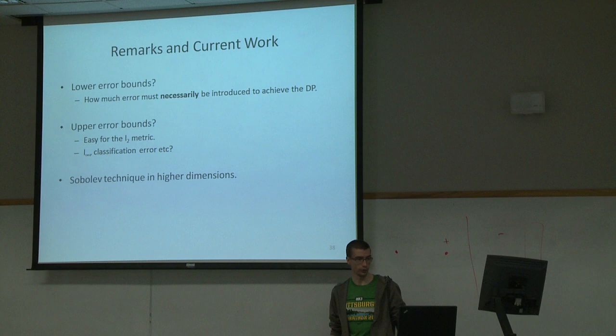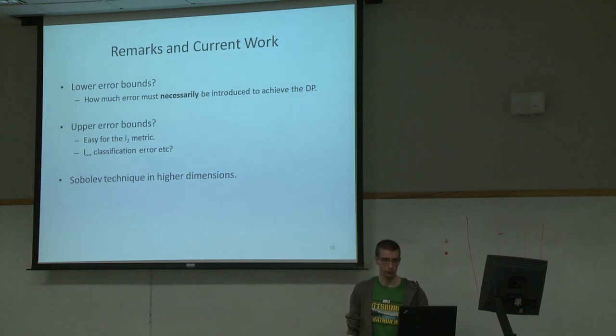All right, so this concludes what I had to say. Just some more remarks. The main things that have been missing from this exposition are lower error bounds, right? To determine, if we want to achieve alpha-beta differential privacy, how much error must we put up with? All I've shown so far is a couple of techniques which achieve it, and I haven't had much to say about the error other than it's not going to mess up the asymptotics, right?